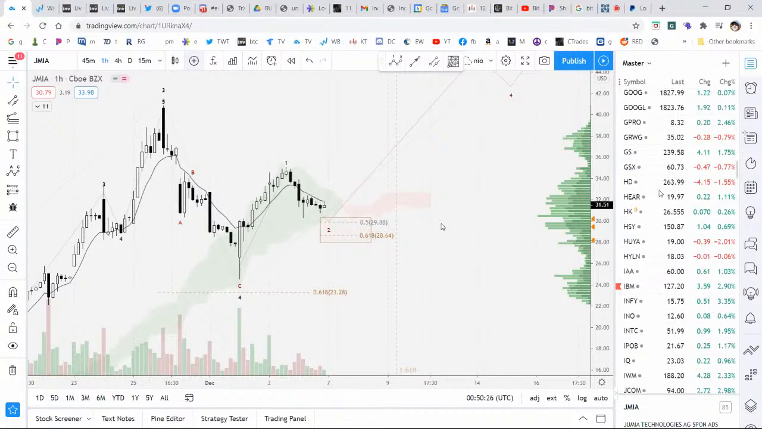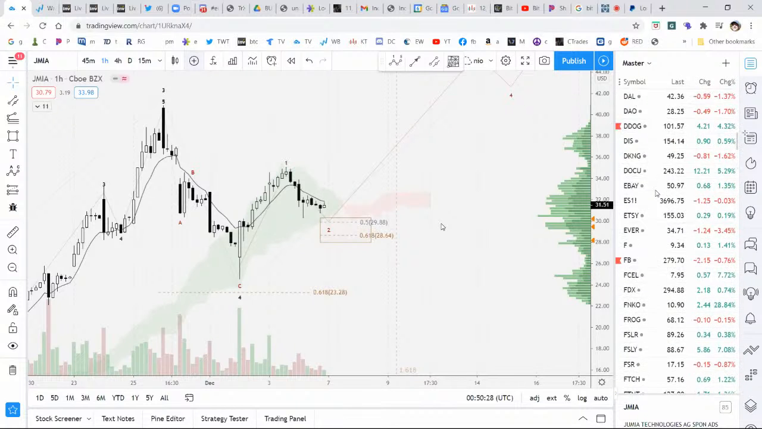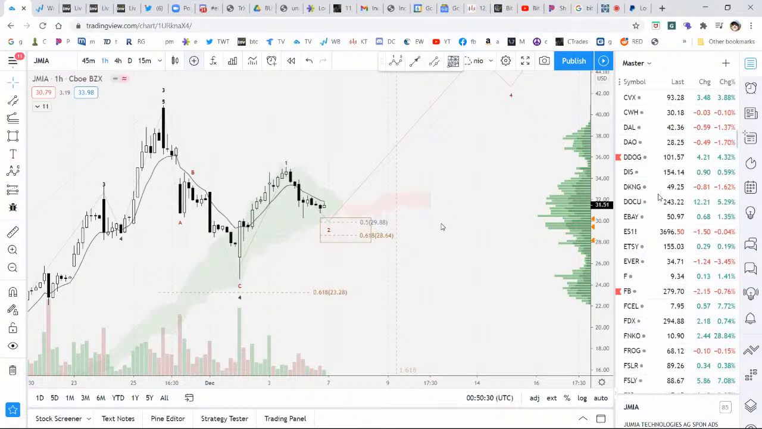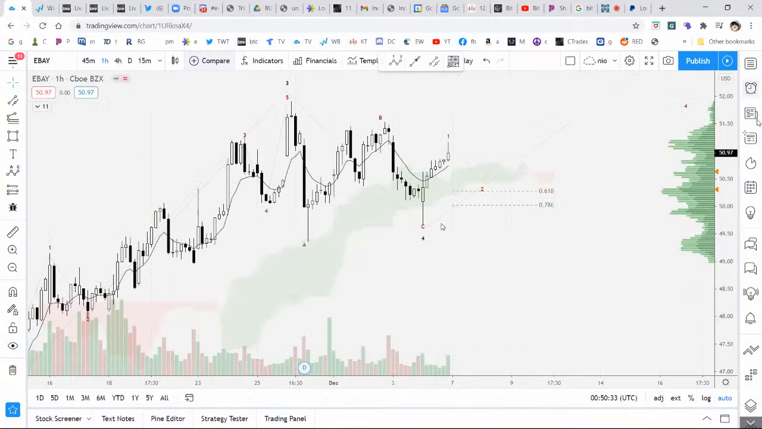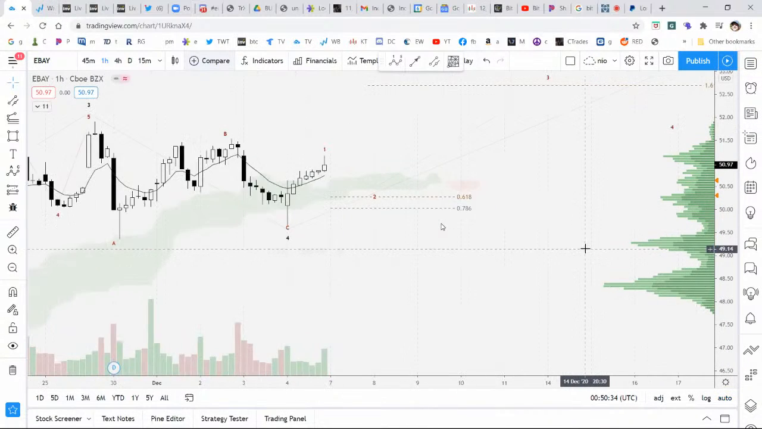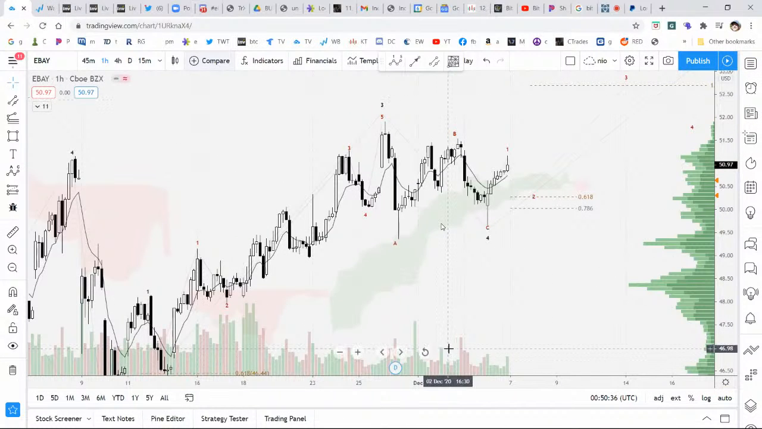How about eBay? Is this thing ever going to move again? When it moves, it moves. Okay, so here's eBay, and it had an impulse up, a wave 3, and then we had an ABC wave 4, and then it looks like we've had a wave 1 up, and what we're going to do is count the waves on the way down, ABC down for 2, and when we see an impulsive move up, we'll try and get in a long position.